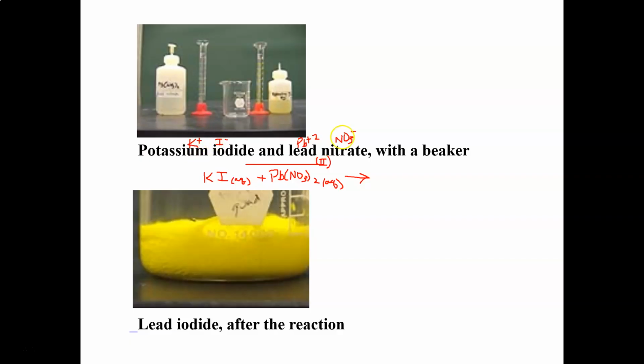So K positive goes with NO3 negative. So that's +1, -1. I just need 1 of each, right? So just KNO3. And then the Pb positive 2 is going with the I negative. That tells me I'm going to need 2 I's. So that's PbI2.